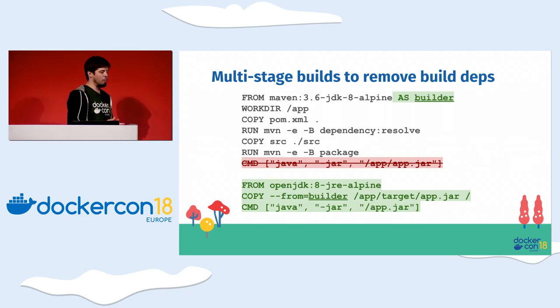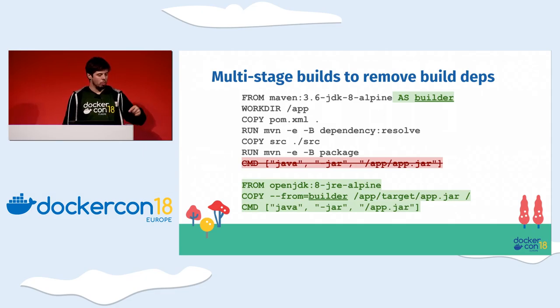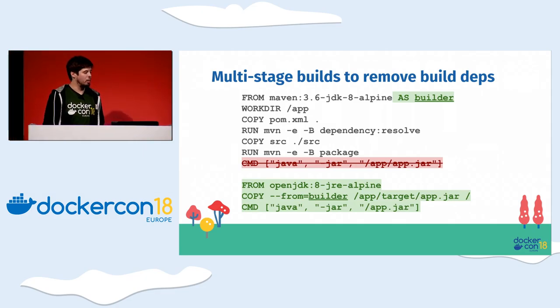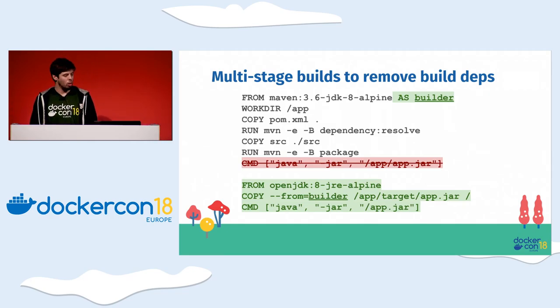So what that --from flag does is that the source component of the copy command will be the source in the builder stage. And so in this case, we copy that jar into our runtime image, and we also have to add that CMD line, because we want that in the final image to tell what the container should be running when the user runs the container.